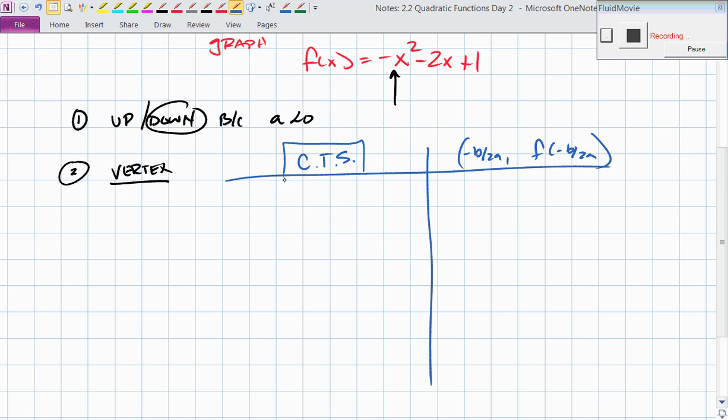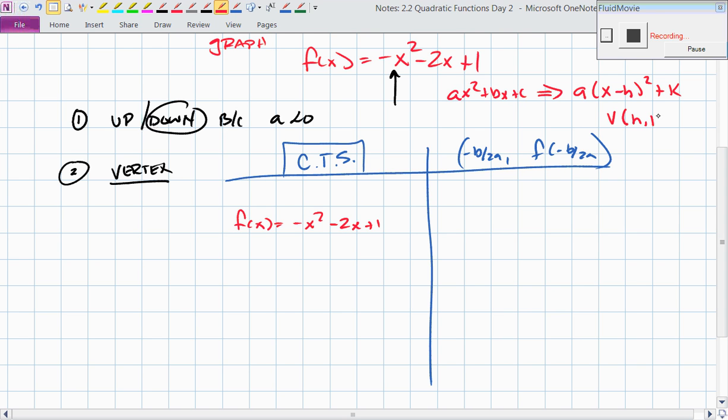So complete the square. I like this method. I'm given this: f of x is equal to negative x squared minus 2x plus 1. Now remember, if I'm given ax squared plus bx plus c, I want to get it into the form a times x minus h squared plus k. The reason is because then I can read off the vertex, it's just h comma k. So that's very useful. So the question is, how do I go from this to this? You do that by completing the square.